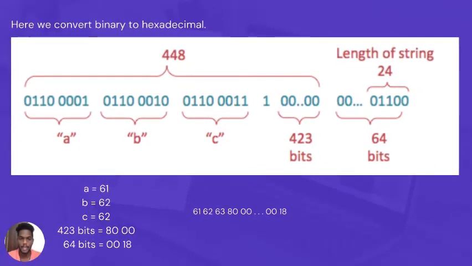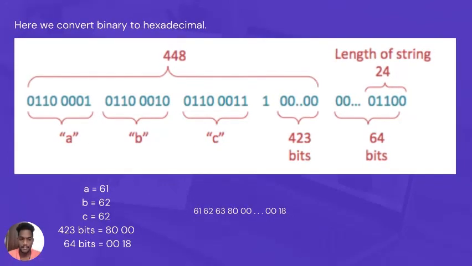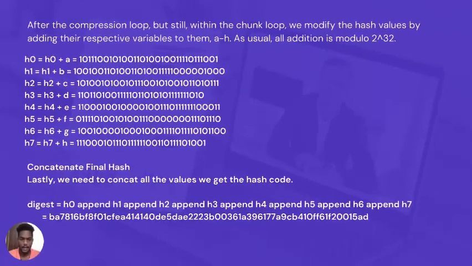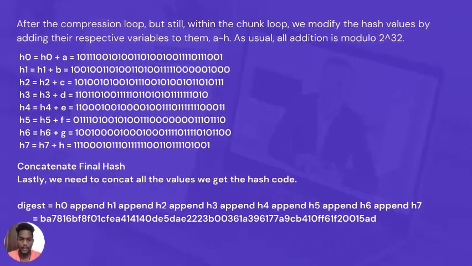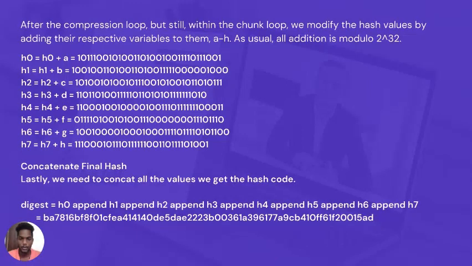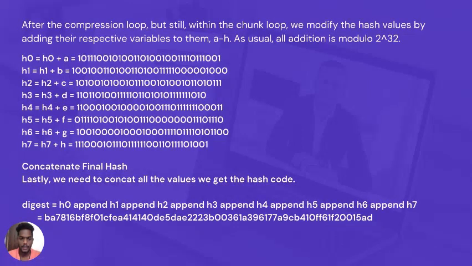Now we will convert the whole message into hexadecimal. So A will be 61, B will be 62, and C will be 63. The padding bits will be 80000 and the 64 length bits will be 0018. And we will run a loop so that all the additions are modulo 2 to the 32. Lastly, we need to concatenate all the values. We get the hash code, that is the digest equals h0 plus h1 plus h2 plus h3 plus h4 plus h5 plus h6 plus h7.